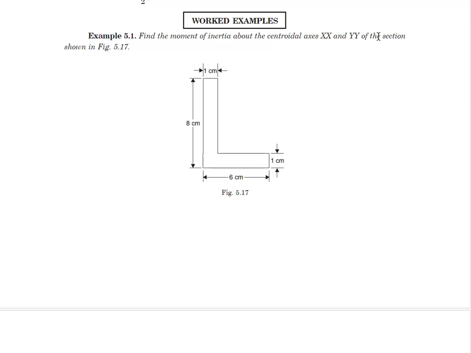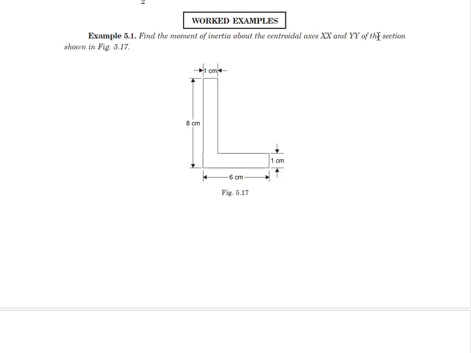Okay, dear students, let us now discuss a few examples about moment of inertia. In this figure 5.17, you are seeing an L-shaped figure for which you are asked to find the moment of inertia. Previously we discussed the same example for finding the center of gravity for this figure.